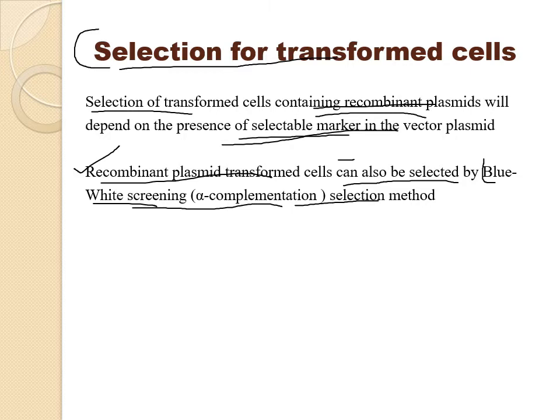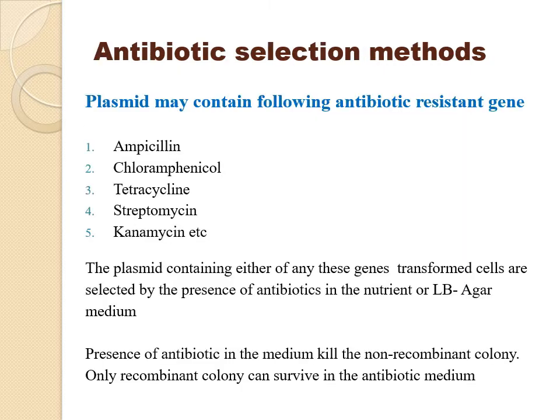So let's get through a basic idea of what the antibiotic selection method is. Just to brief once more, these are all selectable markers which help in the selection of transformed recombinant vectors. These can be ampicillin, chloramphenicol, tetracycline, streptomycin, kanamycin. The plasmid containing either of these genes, transformed cells are selected by the presence of antibiotics.